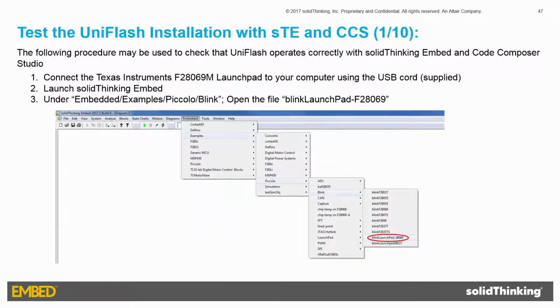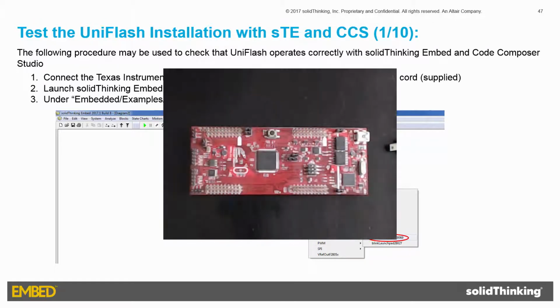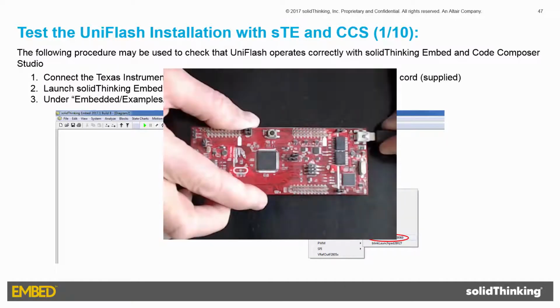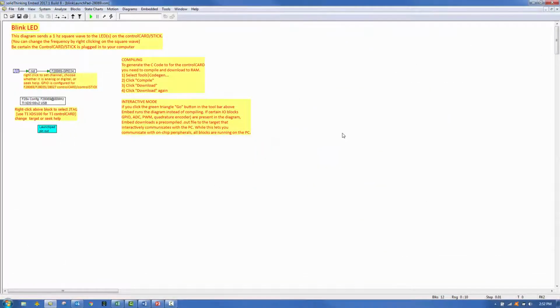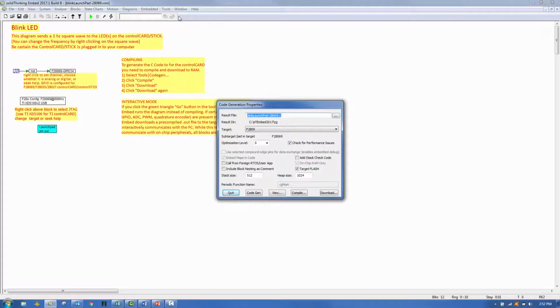Now we'll test the Uniflash installation by running the same LED blink example, except for this test we'll run it out of Flash. If you haven't already, connect the F28069M launchpad to your PC using the supplied USB cable. Next, launch ST Embed. From the Embedded drop-down menu, navigate to Examples, Piccolo, Blink, and open the Blink Launchpad 28069M model. With the model open, under the Tools menu, select CodeGen. In the Code Generation Properties window, we need to check the Target Flash option. All other settings are identical to those used in the previous example where this model was loaded into RAM.